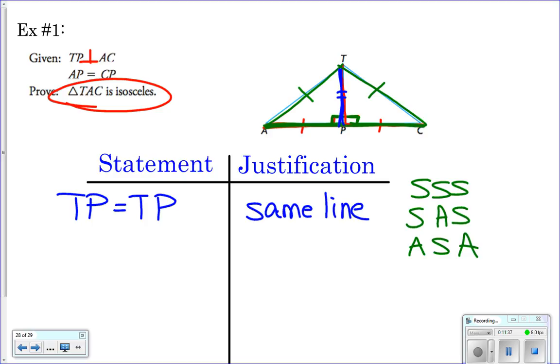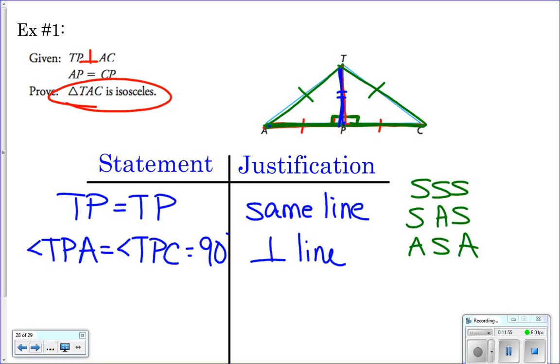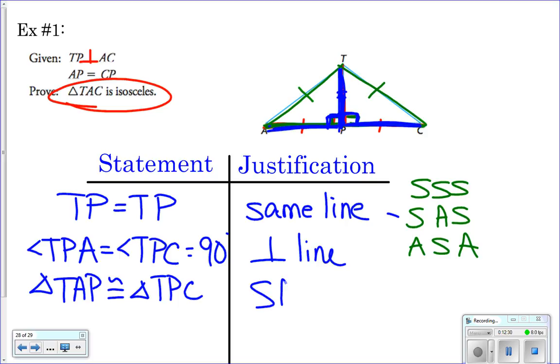We know that angle TPA is equal to angle TPC, and both of those are equal to 90 degrees. What's our justification? Well, it's a perpendicular line. According to this information, we know that triangle TAP and triangle TPC have to be congruent. What is the reasoning? So this is, again, kind of what we were doing. How do I know that these triangles are congruent? Well, I've got a side, I've got an angle, and I've got a side. I've got a side, I've got an angle, and I've got a side. So side, angle, side is going to be our reasoning for that.